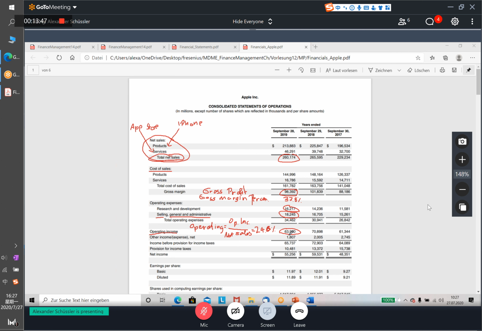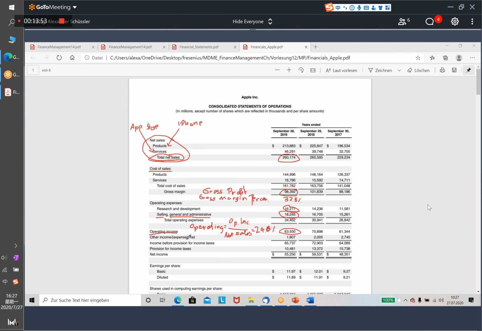And if we go a couple of lines further down, we have other income, and this is other expense. And we have a provision for income taxes. So this is the income tax, and here we have what is also called the bottom line, because it's the bottom line of the income statement. We have net income.